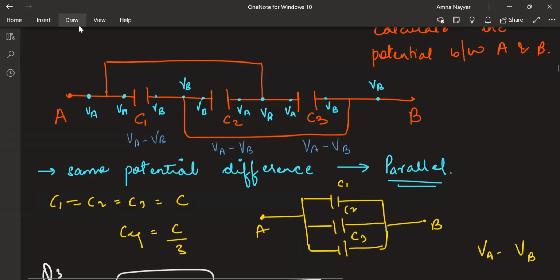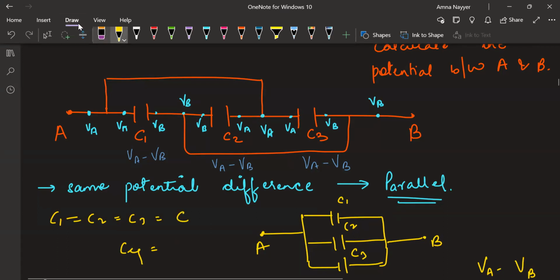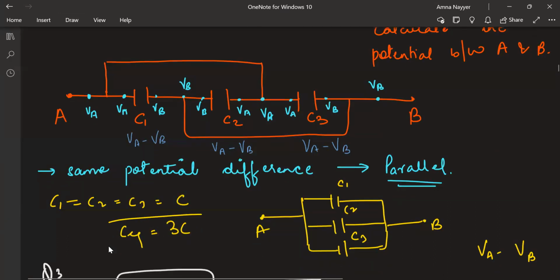So my C equivalent will be simply C by 3. No, it will be 3C, and parallel we'll add it. It will be 3C. This can be the answer.